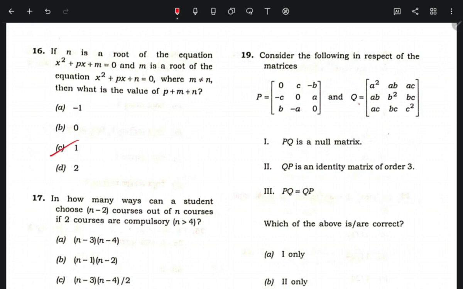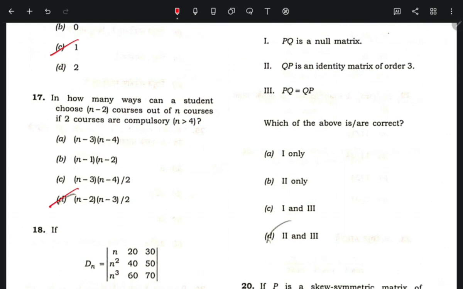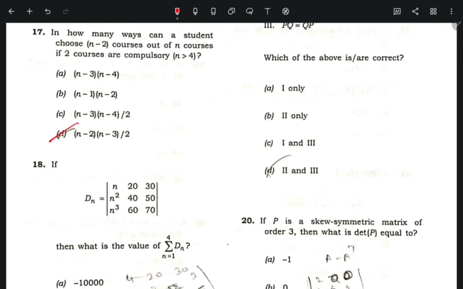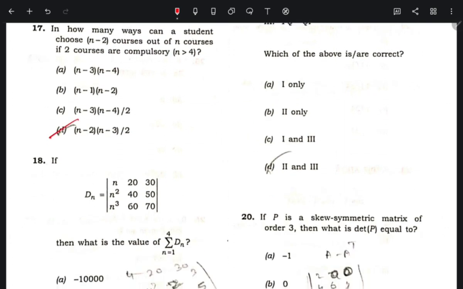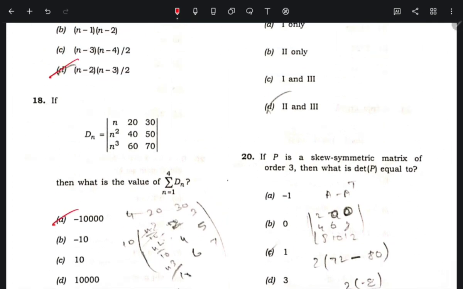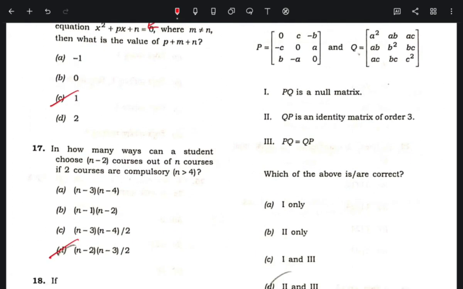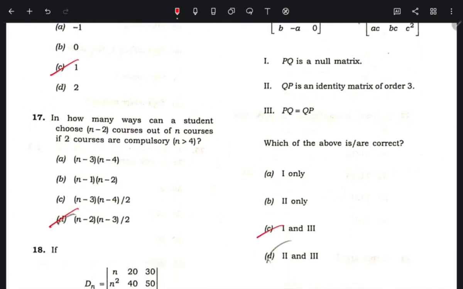This is a quadratic equation. So if n is the root, then substitute x for n. Here substitute m for n. Then make them equal. Get the answer. 17, it's D. Again, it's just combination, right? And 18, it's A. Again, simple determinant. 19, you have C, 1 and 3.